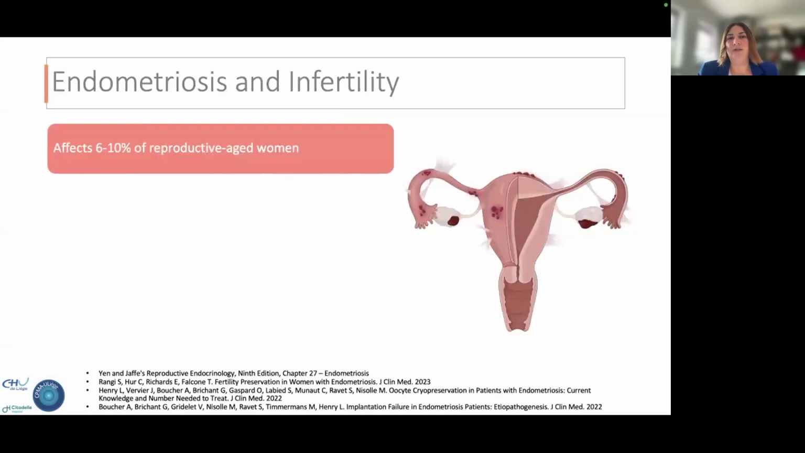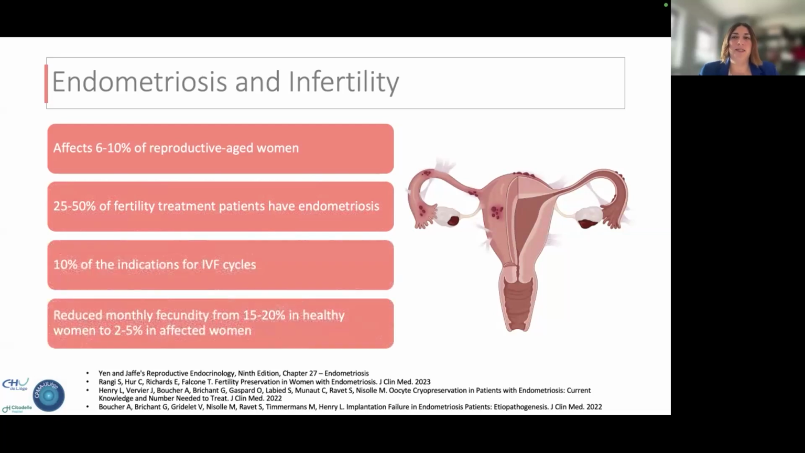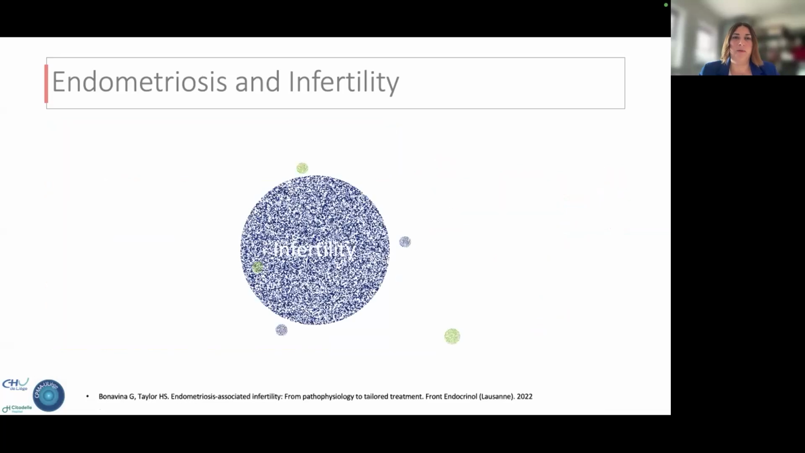As you know, endometriosis is a very common chronic inflammatory disorder affecting about 6 to 10% of reproductive age women, or approximately 200 million women worldwide. Also, accurate statistics are sometimes difficult to obtain. It's estimated that 25 to 50% of patients undergoing fertility treatments have had endometriosis, and that 10% of the indications for IVF are represented by endometriosis.